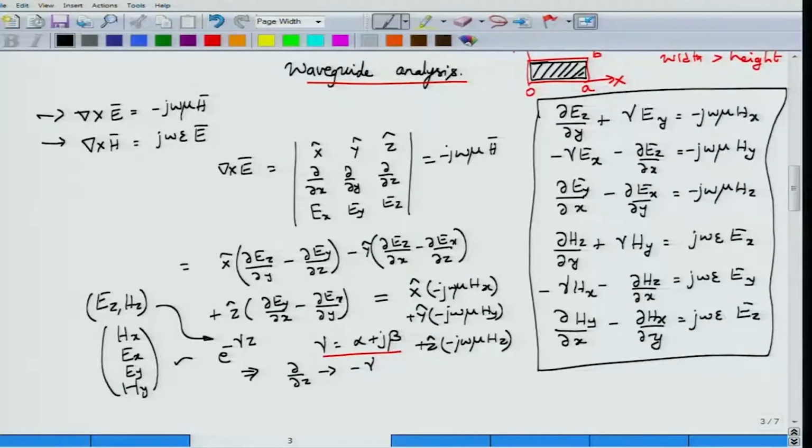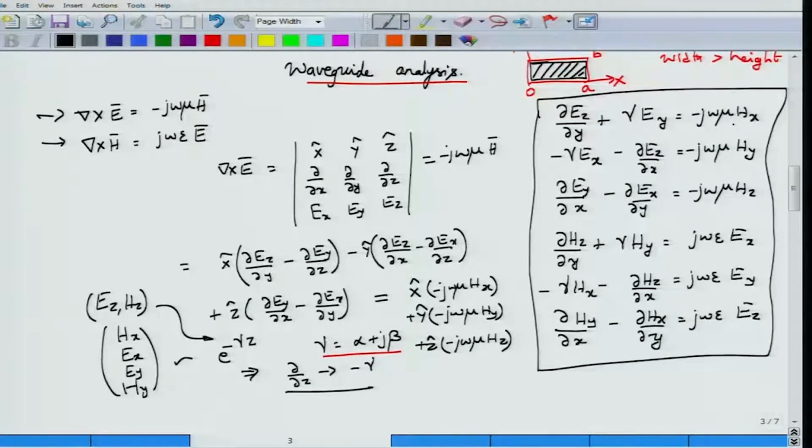So you can see that the first three set of equations are simply this equation, curl of E is equal to minus j omega mu H, because minus j omega mu Hx must be equal to del Ez by del y, you can see here, minus del Ey by del z, but I already know what is del by del z. Del by del z is minus gamma, and there is a minus sign already present here, so that becomes plus gamma Ey. I hope you understand this first equation carefully.